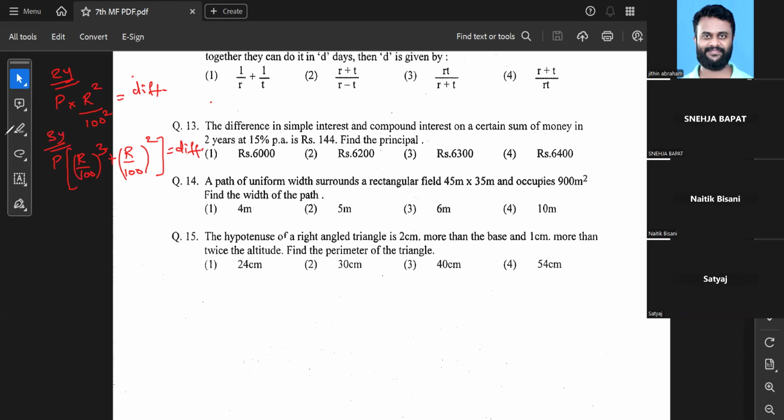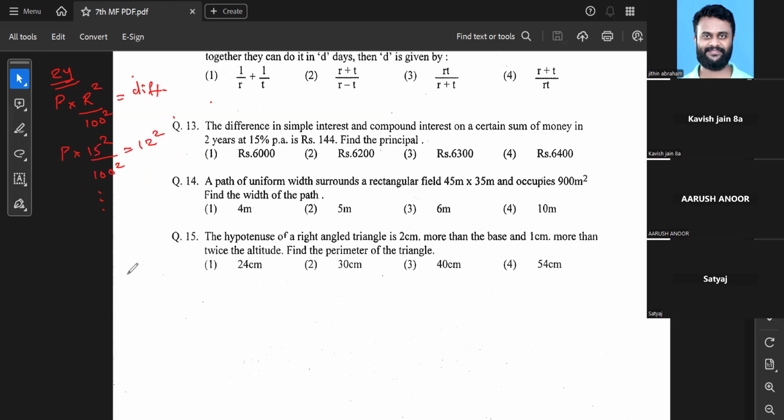For this type of question, I have a formula: PR square upon 100 square is equal to the difference. It's the same formula only. So use this one: 15 square upon 100 square is equal to 12 square. So you do cancellations and you will get the answer.